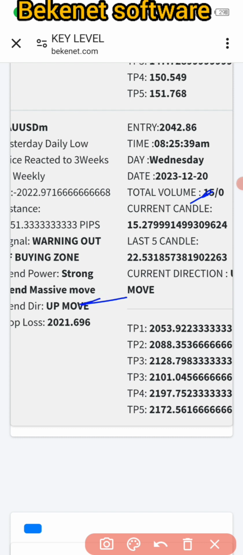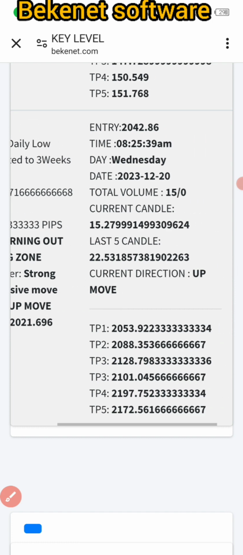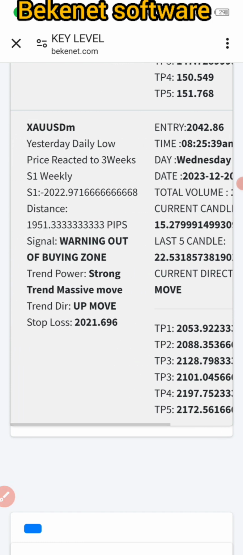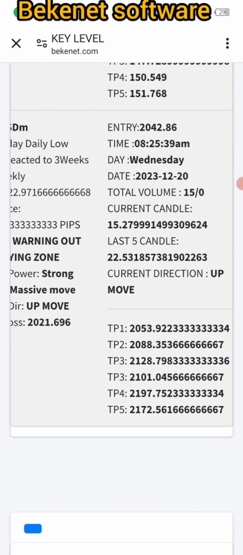Trend direction is up move. The current direction is up move. So you don't need to take any trade on this. It's only when price now goes and reacts to a level, then it's giving you this direction now.